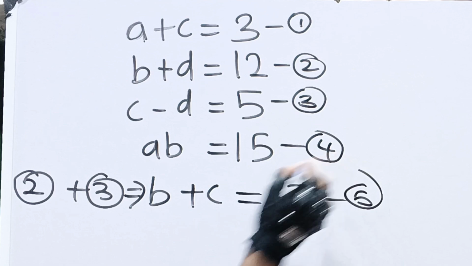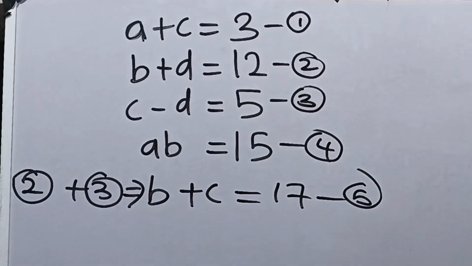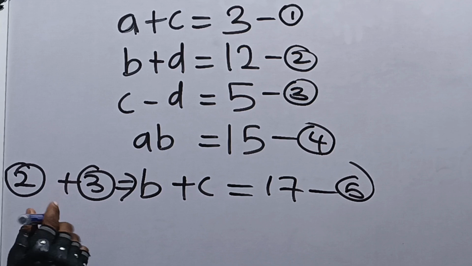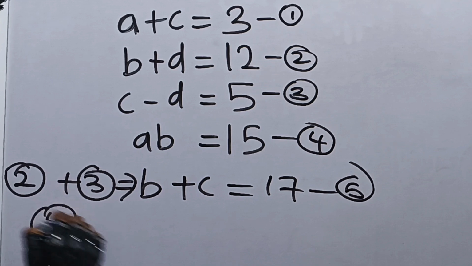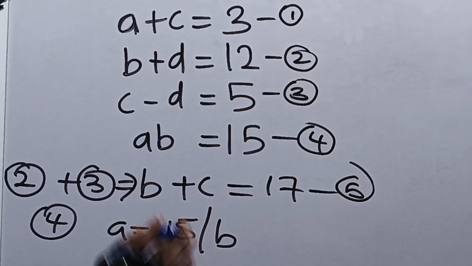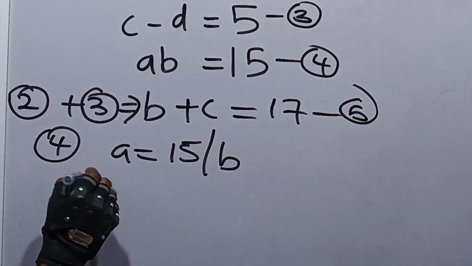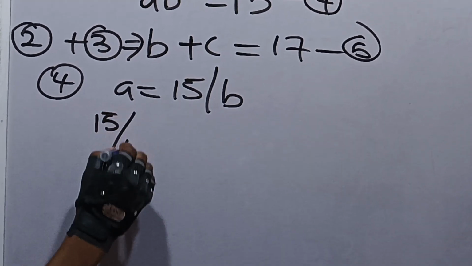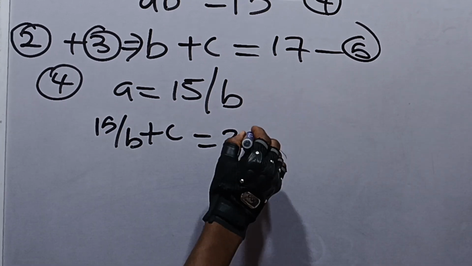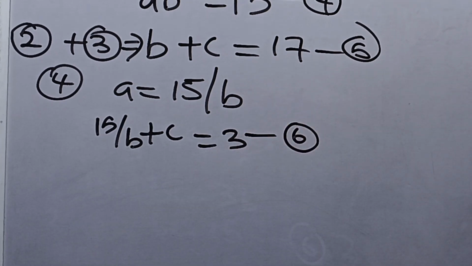Now from equation 4, a is equal to 15 over b. So let's put a as 15 over b in equation 1. We have 15 over b plus c is equal to 3. Make this equation 6. Now let's say equation 5 minus equation 6.